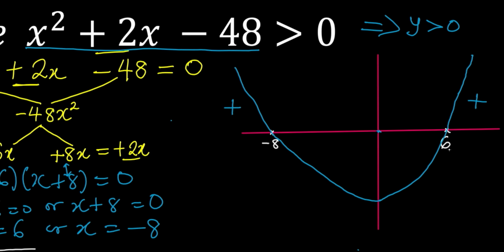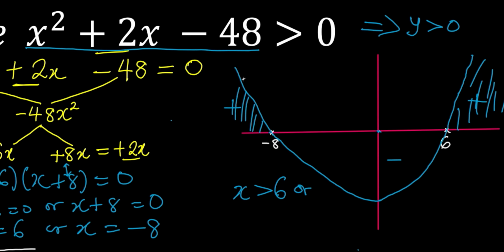For y less than 0, these are the areas from the origin down there, the negative y-axis. But since our y is positive, x is greater than 6, or x will be less than minus 8. This gives us the final answer: x greater than 6 or x less than minus 8.